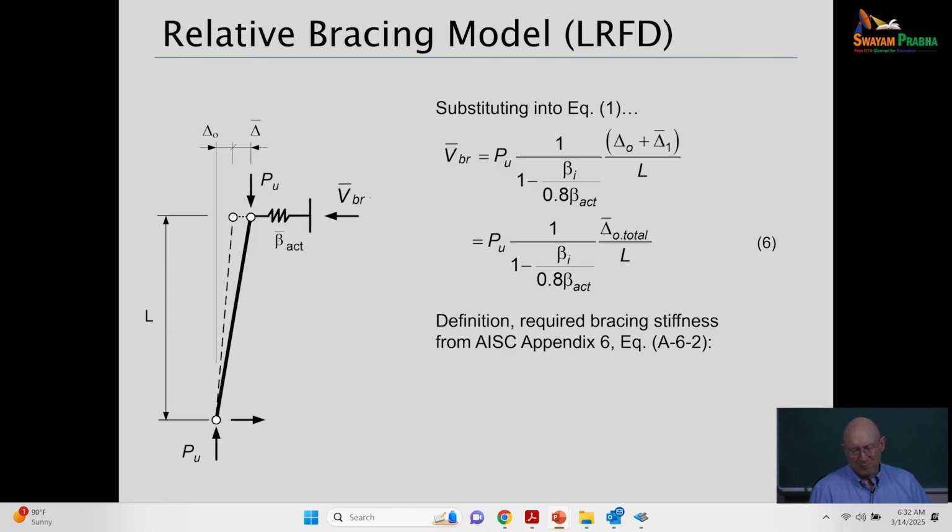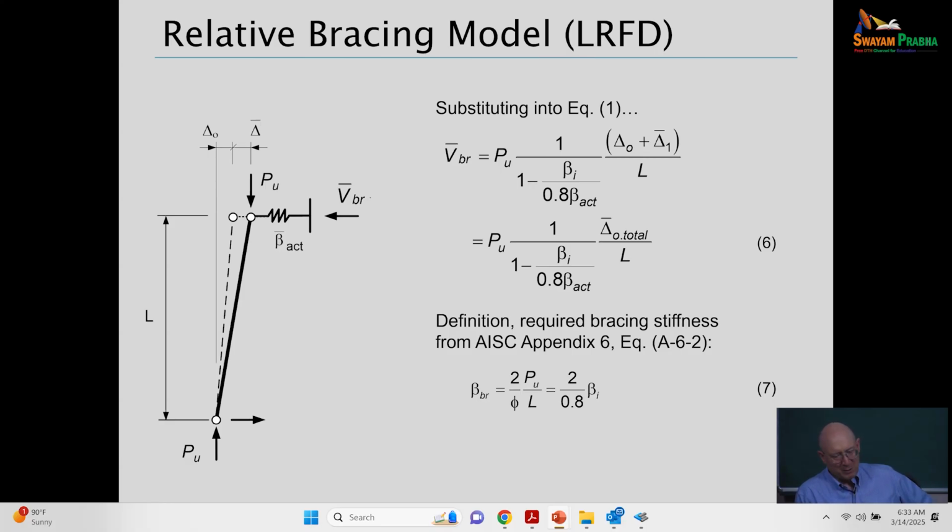Now, as a definition of required bracing stiffness, this is basically what the requirement is in Appendix 6. I just said this, and now I'm showing it to you as an equation. The required bracing stiffness is 2 over a phi factor. I'm going to take that phi factor of 0.8 right now: 2 over 0.8 times Pu over L. Well, Pu over L is the ideal bracing stiffness.